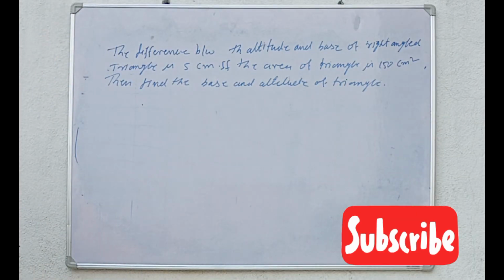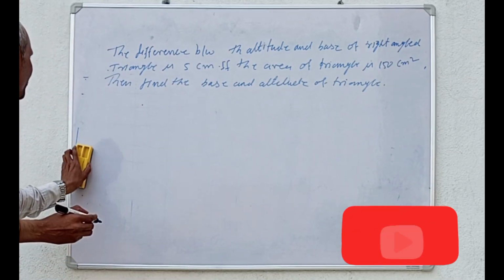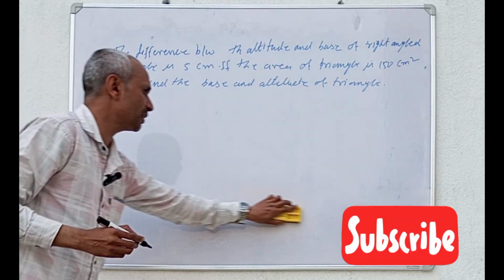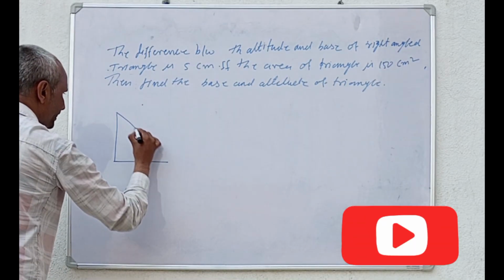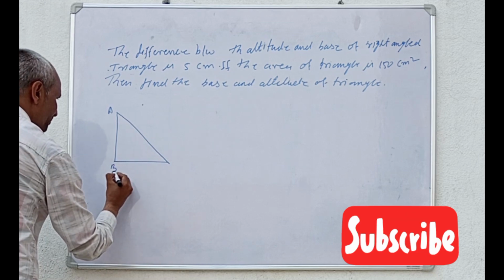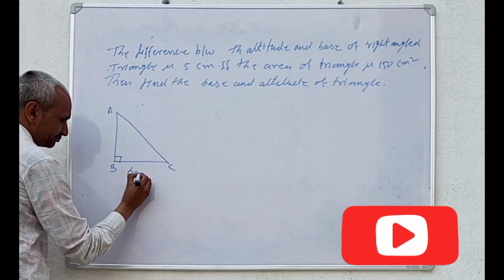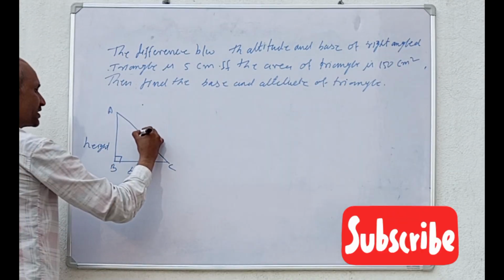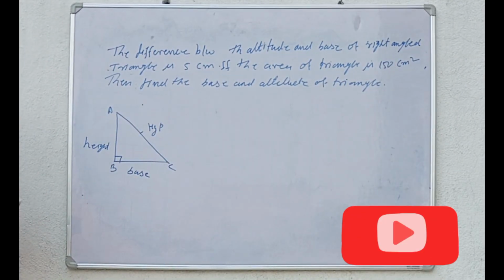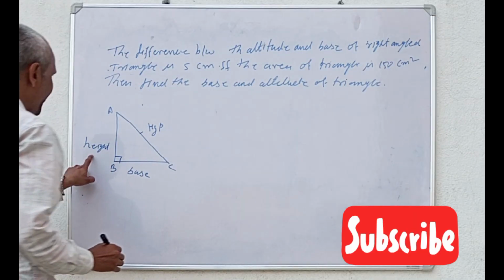Now it is saying that one right angle triangle is there. The difference between the altitude and base. We have to analyze what is the situation given, what is the problem given. Suppose that I draw it. It is A, right angle at B and C. It is a right angle triangle. This is called the base. This is called the height. And opposite to the right angle, that is always the hypotenuse.